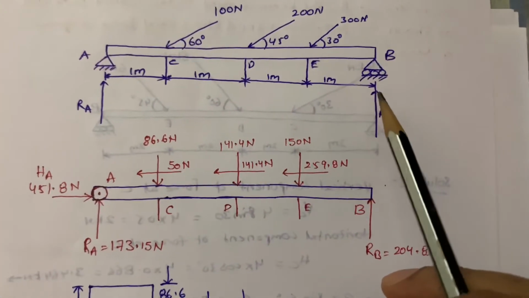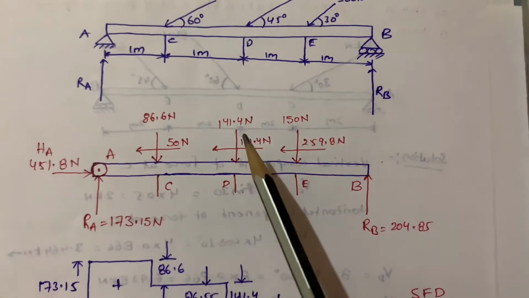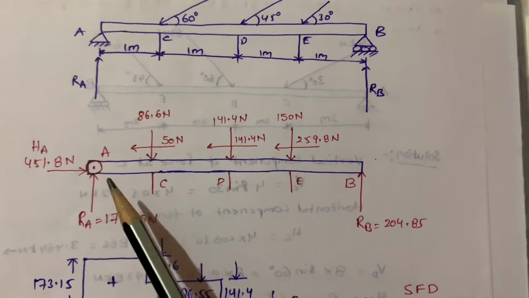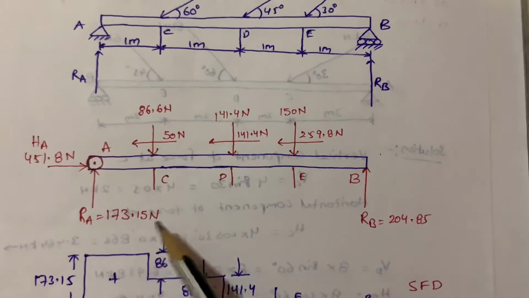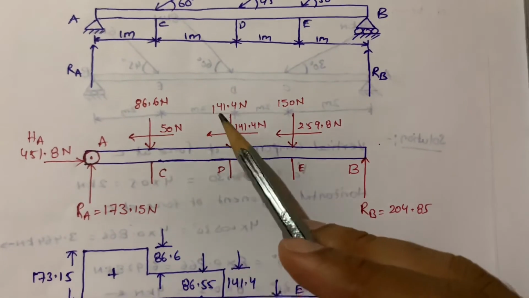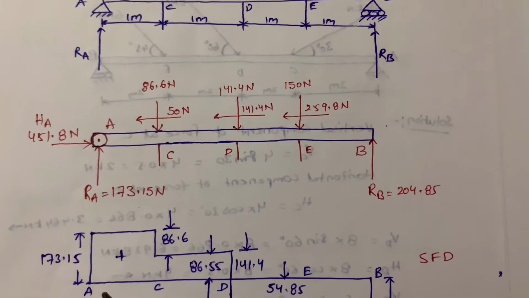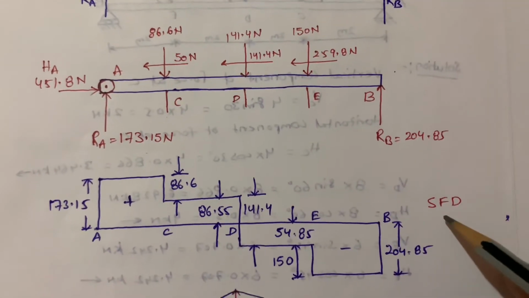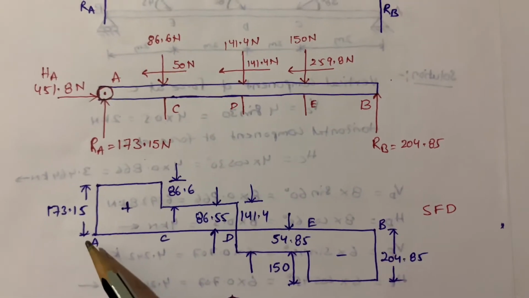So this is our question. So first I have to represent it. I wrote all the loads. This is the hinge portion and this is the roller portion. I wrote the RA value, I wrote the RB value, and I wrote the vertical components and horizontal components. After that, first we have to draw the SFD.